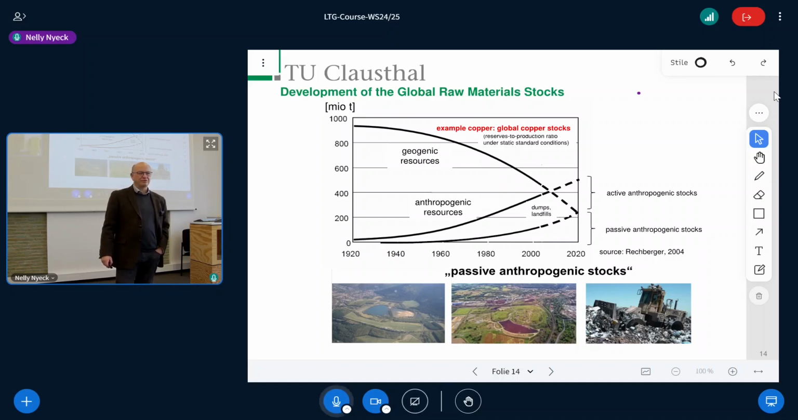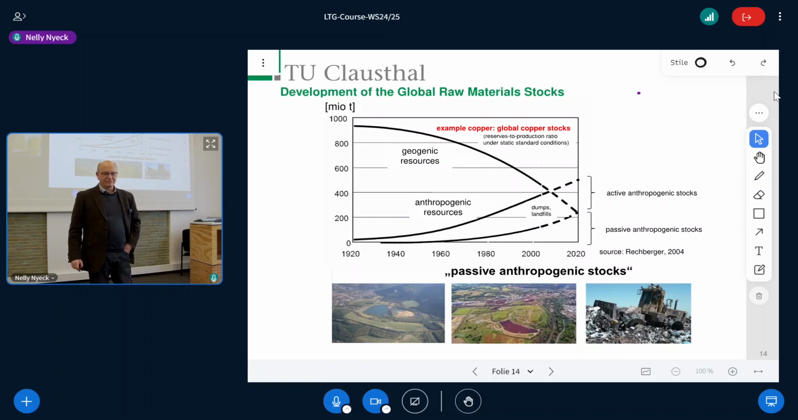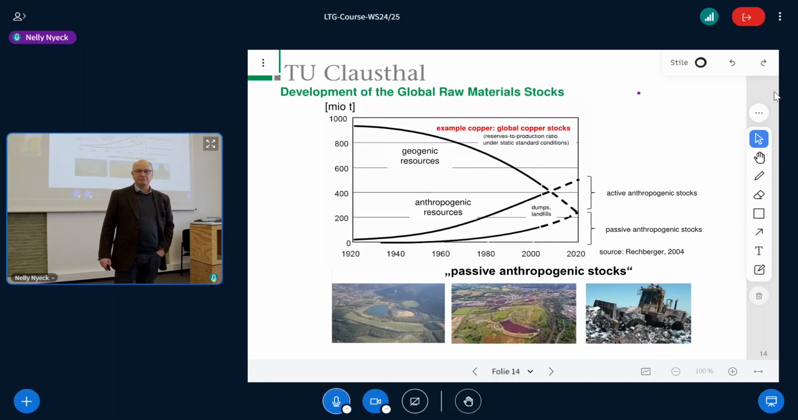Actually, everything that we have mined and that we are using or have used. That means this one, the so-called active anthropogenic stock, the car outside the building here. And then we have the things we have thrown away and dumped. That's the passive anthropogenic stock. And as you can see, already in the year 2010, we had more copper in the anthropogenic stock overall than still in the geogenic stock.